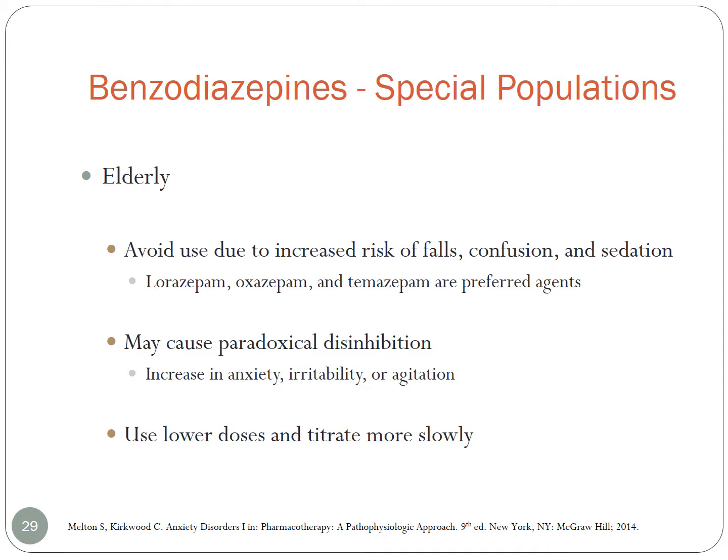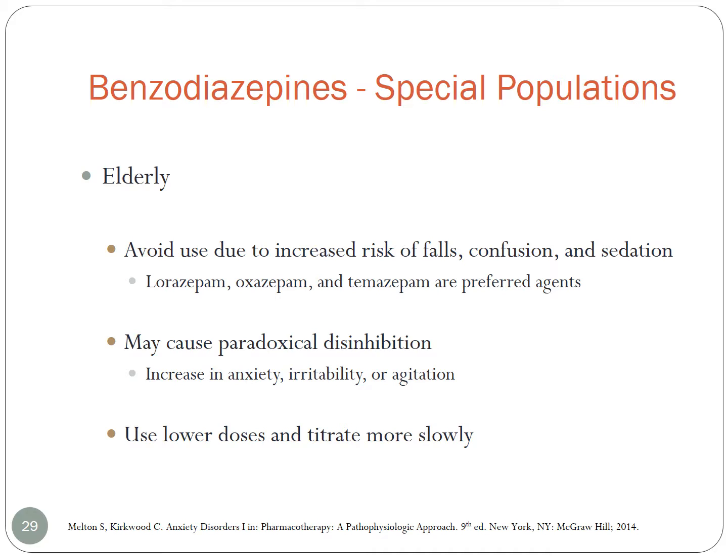Due to their adverse effect profiles, we typically try to avoid benzodiazepine use in our elderly patient population. You will see elderly patients on these medications, but ideally we try to minimize or avoid their use due to risk of falls, confusion, and sedation. If we're going to use a benzodiazepine, lorazepam, oxazepam, and temazepam are preferred agents just because of the way they're metabolized and they're less likely than some of the others to accumulate.